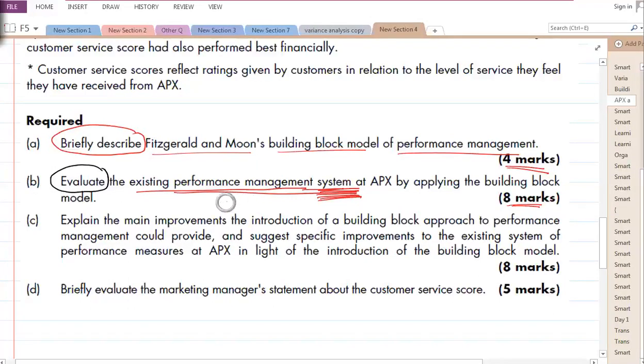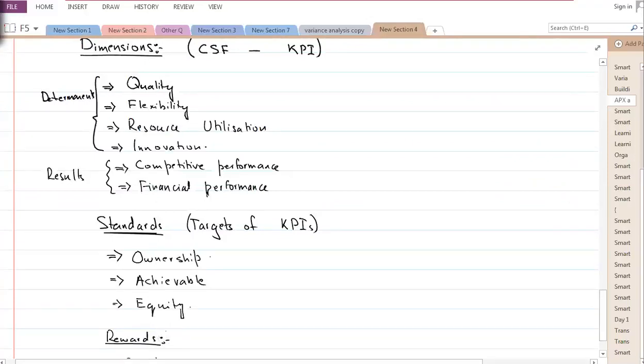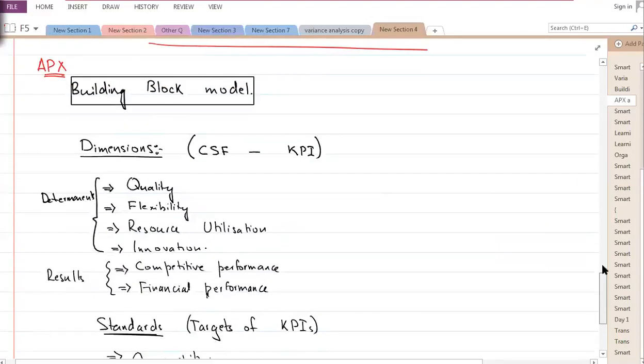This is existing management performance system. You want to see if the system is good or bad, right? I'm expecting that in your exam, maybe your examiner will be more keen to test if the company is performing good or bad, rather than if the system is good or bad, right? But this is also not impossible, so make sure you prepare for this also. So evaluate the existing performance system. Is this system good or bad at APX by applying the building block? So we'll be using this building block model, and we'll see if the system is good or bad, right?